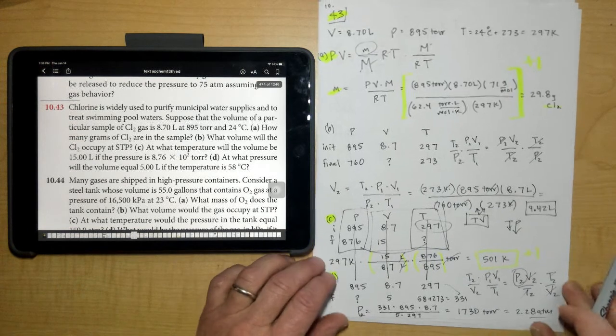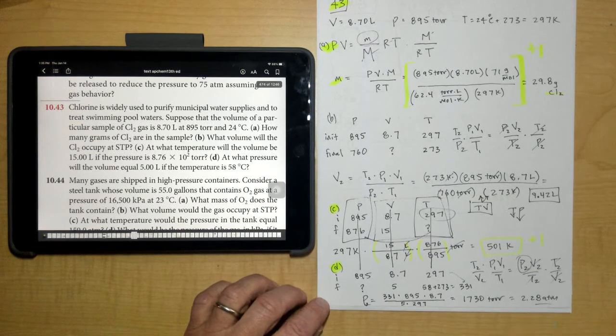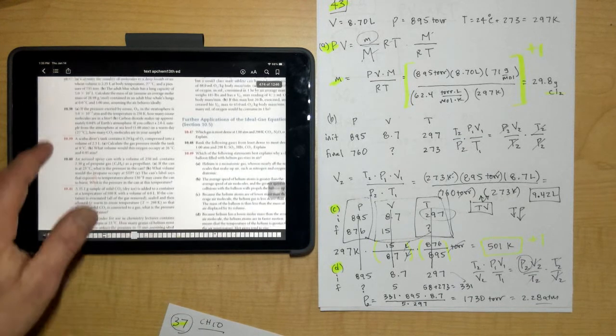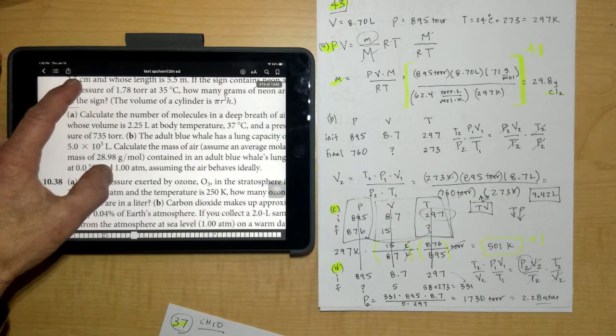Here's the answer to letter D as well, in case you want to write it down and check yours if you haven't checked it already. Told you that was a tough one and a long one. 37 is the next one.